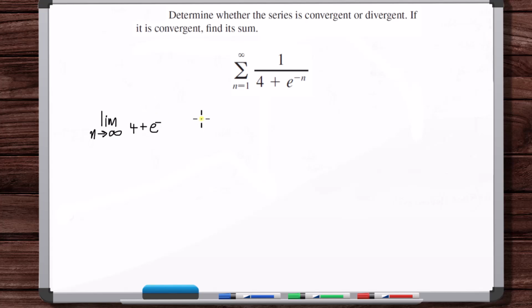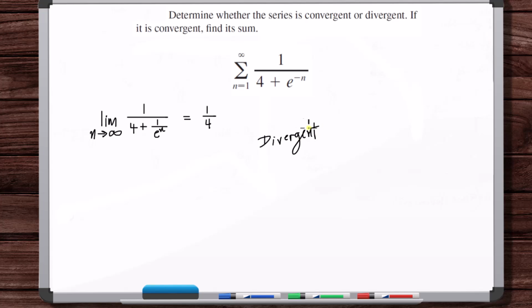Okay, so let me rewrite this. It's easier to see. As n goes to infinity, this goes to infinity. 1 over infinity is 0, goes to 0. So this goes to 1/4. Okay, and so this is divergent. We know for sure if a series is going to be convergent, then the sequence that corresponds to that series has to converge to 0. It doesn't. It converges to 1/4.